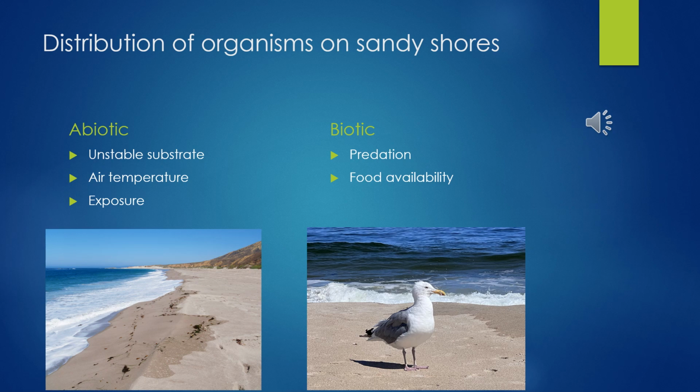Air temperature can change a lot over a sandy beach, because when you're covered by water, it can become cold, and then on a sunny day, when the water retracts, it can become quite warm. Also, exposure to air. When you're up high on a sandy beach, it can get quite dry at low tide, so organisms living here must be able to adapt to living without that much water.